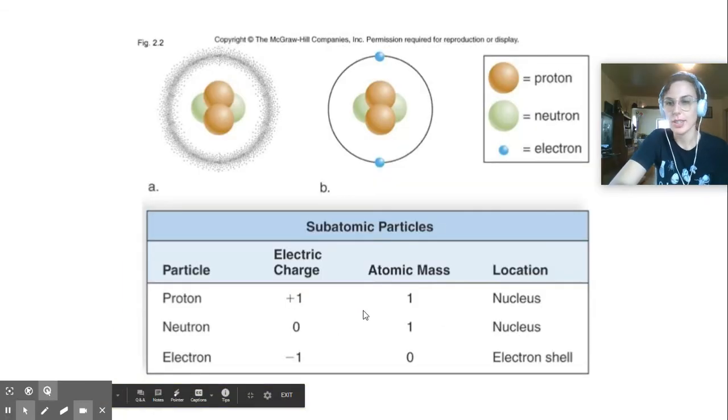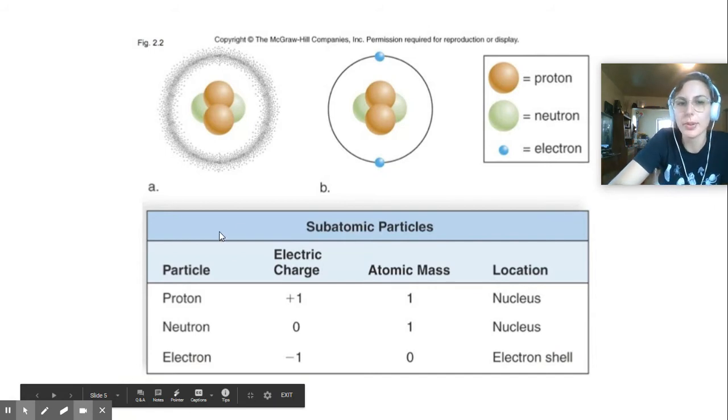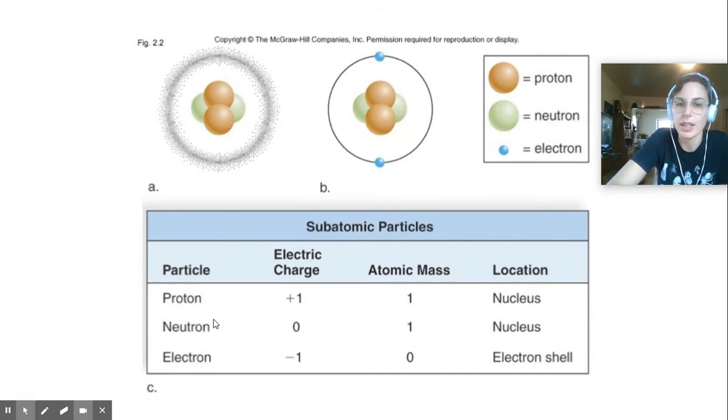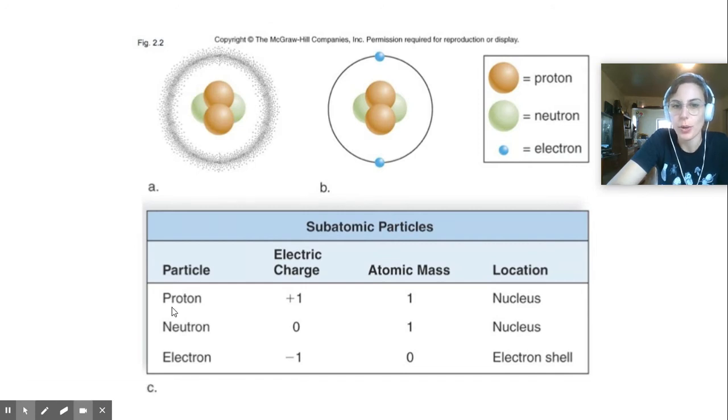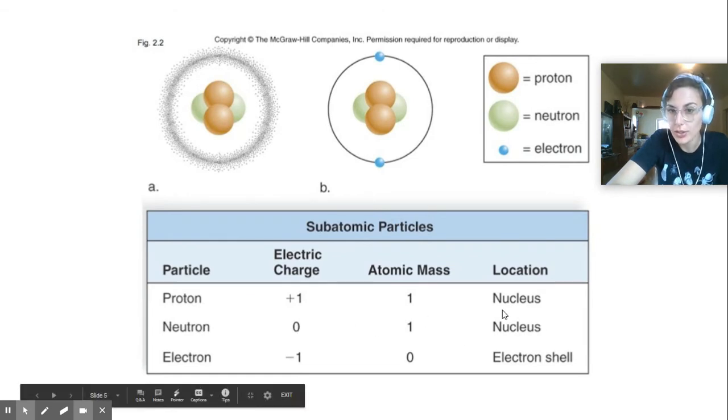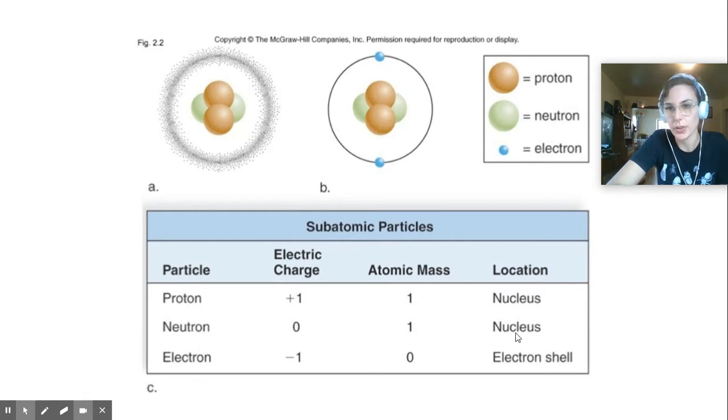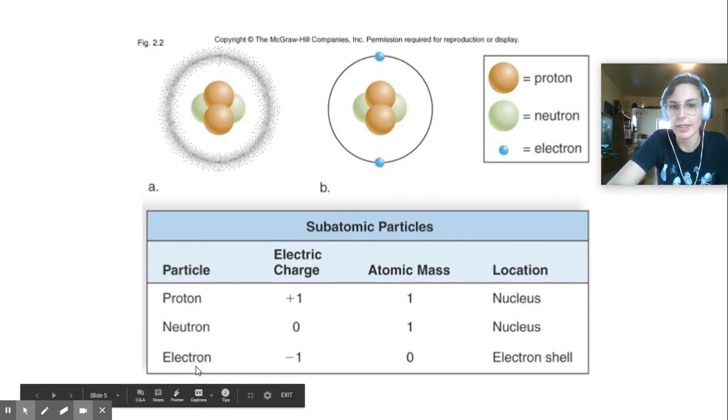Okay, so let's just take a look at this chart. This is just sort of a summary of those subatomic particles and the charges that they have, okay? So we know proton, positive charge, is located in the nucleus. Neutron, no charge, has the same atomic mass as a proton and also located in the nucleus. And then we have electrons, which are negatively charged, and they are located in those electron shells, okay?